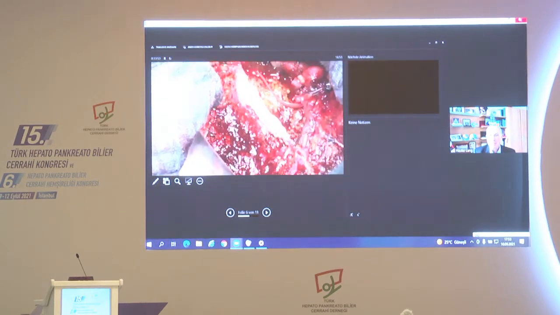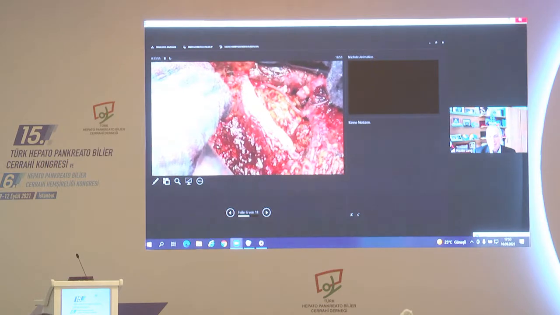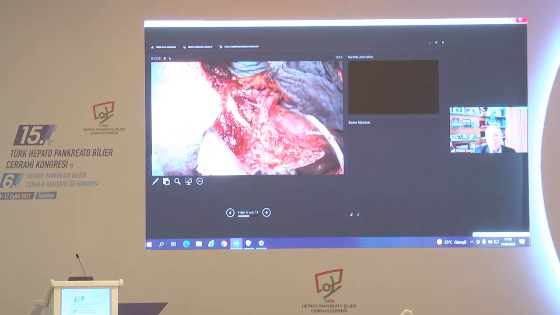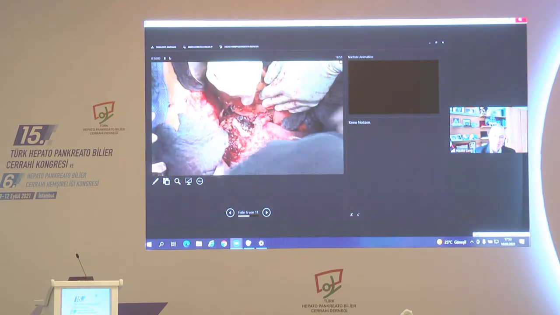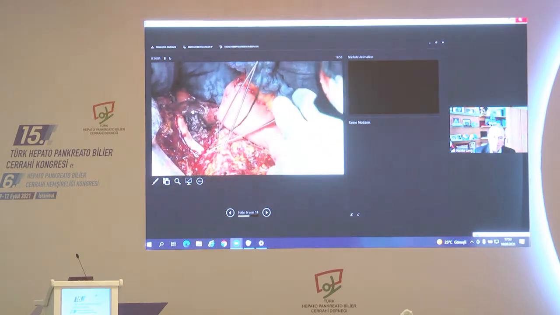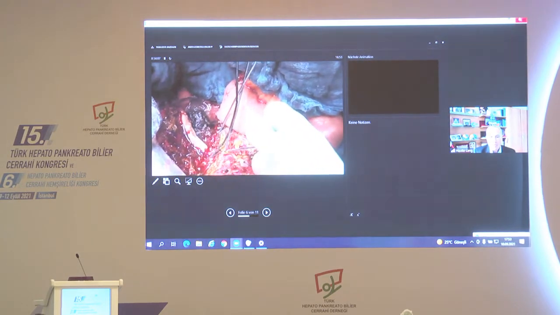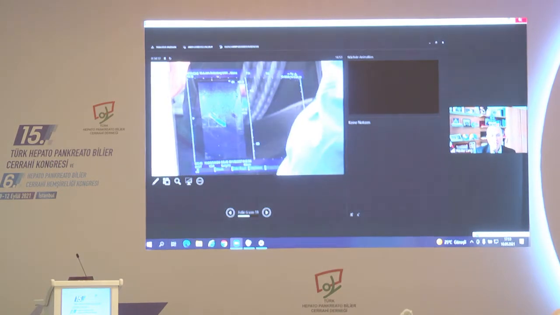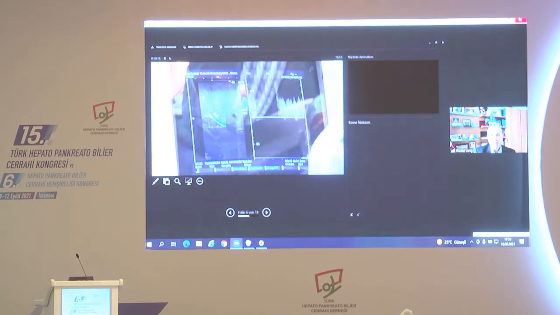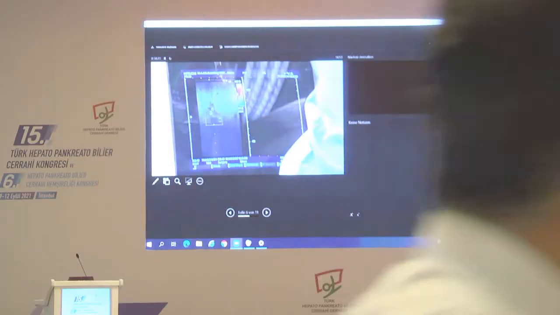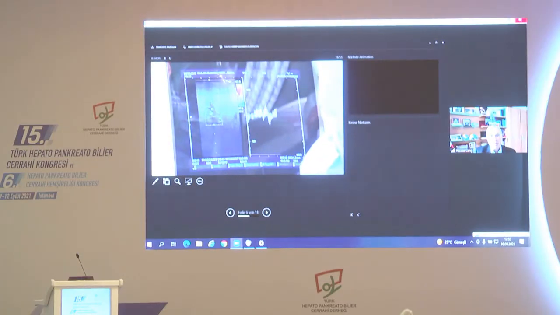Then we opened. It was okay. It was the only vein we had. You see here. Then we did an ultrasound. You see here the probes, metal probes in the bile duct. This ultrasound of portal vein and artery. And this is the hepatic vein, and it was okay.